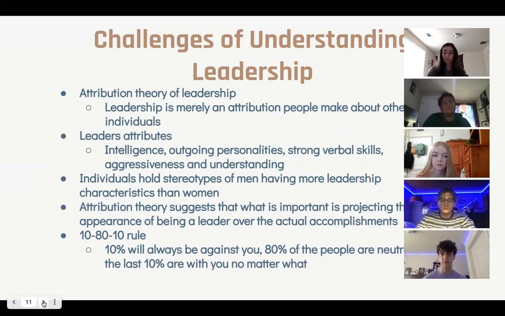Individuals hold stereotypes of men being more in the leadership position than women and having more leadership characteristics. The attribution theory also suggests that what is important is projecting the appearance of being a leader over the actual accomplishments. Another challenge is the 10-80-10 rule, which is 10% of the people will always be against you, 80% of the people are neutral, and the last 10% are with you no matter what.